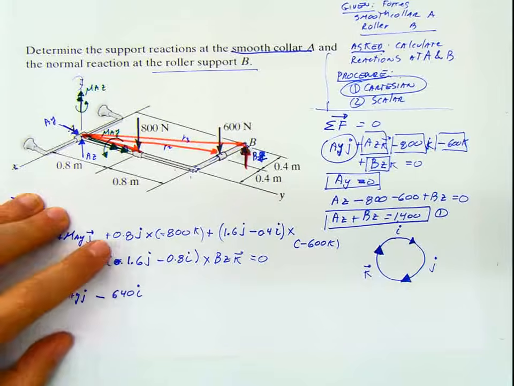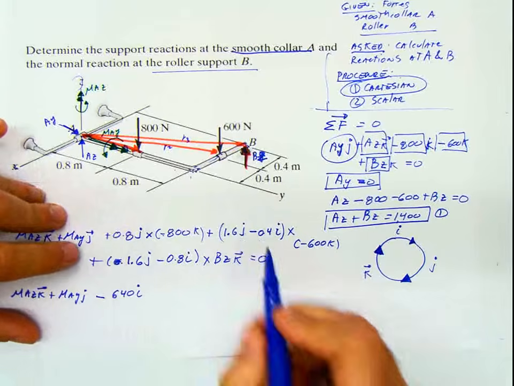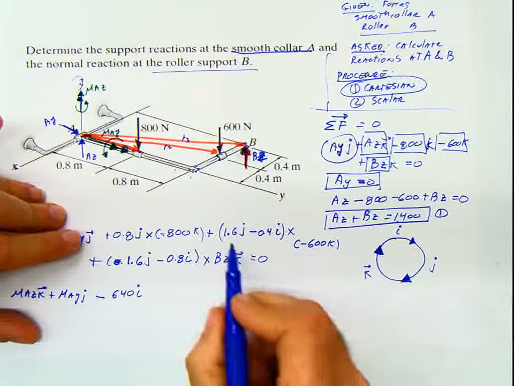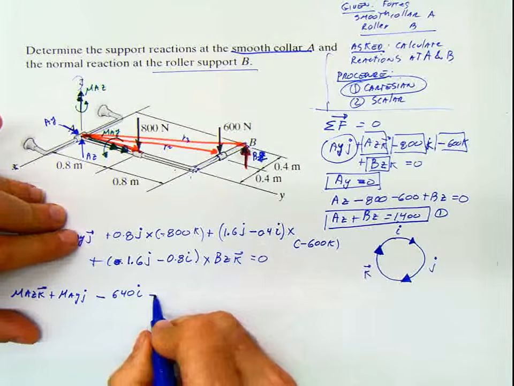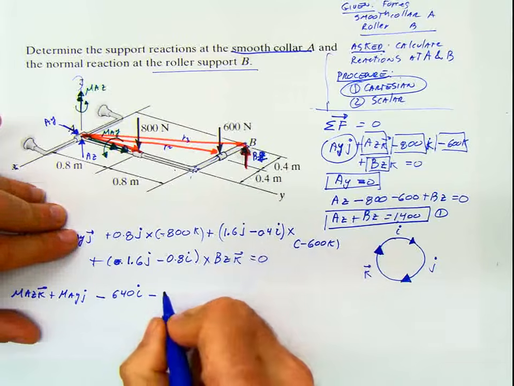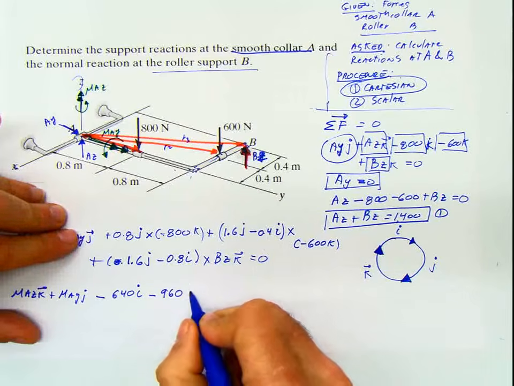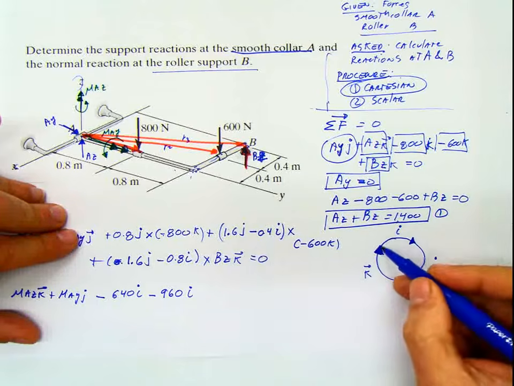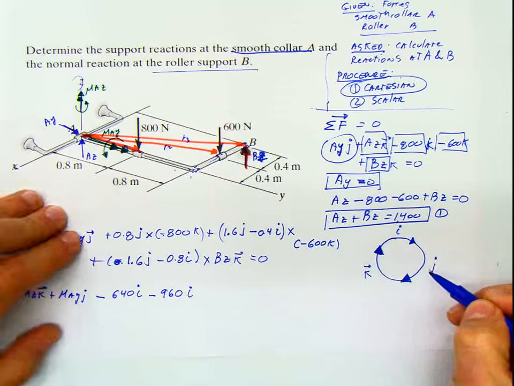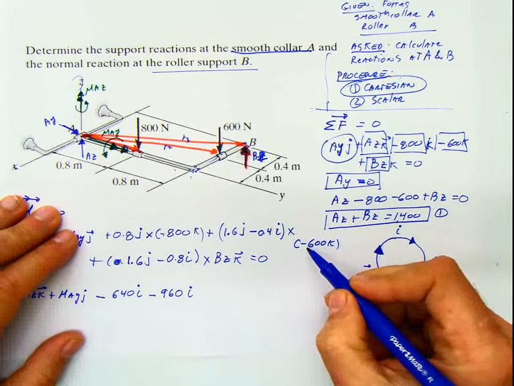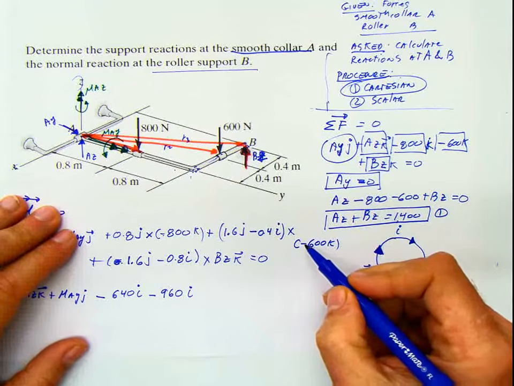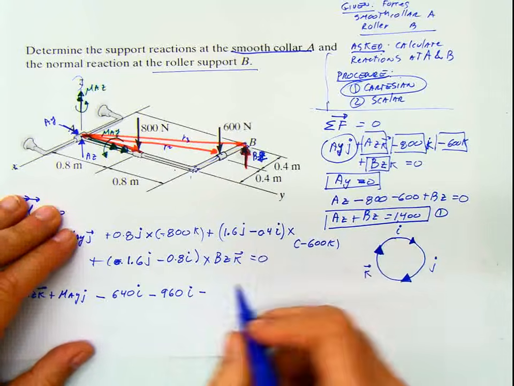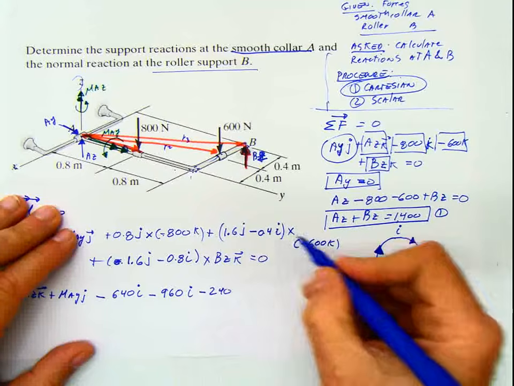Now I have J cross K, same thing, and I have the negative sign there. That means that I'm going to have negative 960 I, and now I have I cross K. I cross K is negative J, times negative is also negative. It's going to be negative 240 J.